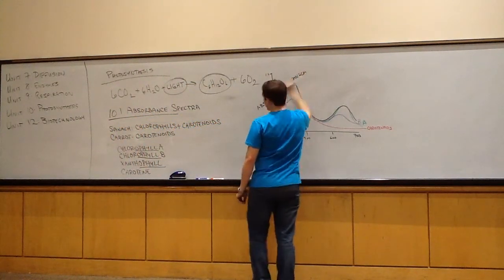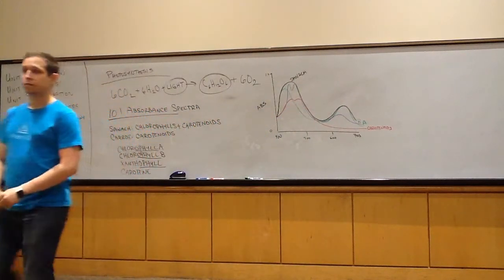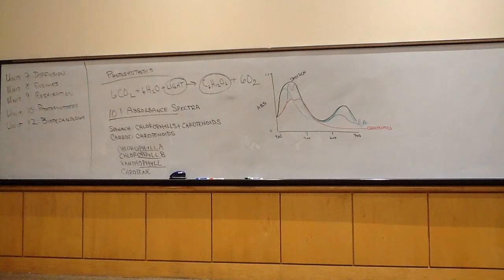Follow-up question. What do you think the graph for carrot should look like? Just like the carotenoids. All that's in that particular sample are the carotenoids. So your carrot should look just like the carotenoids. Questions, concerns? Yes?